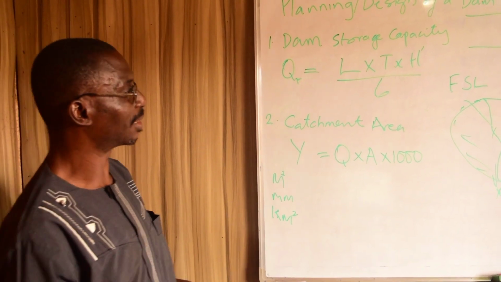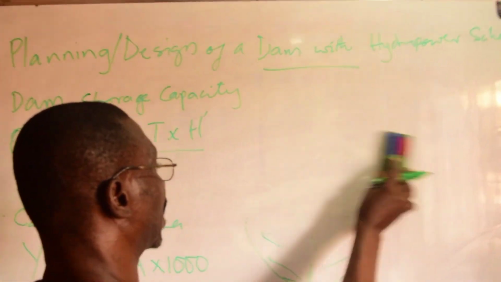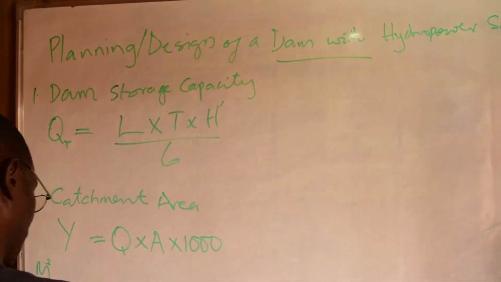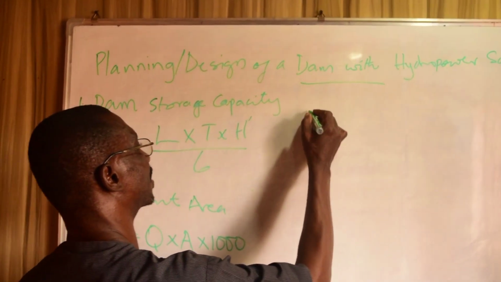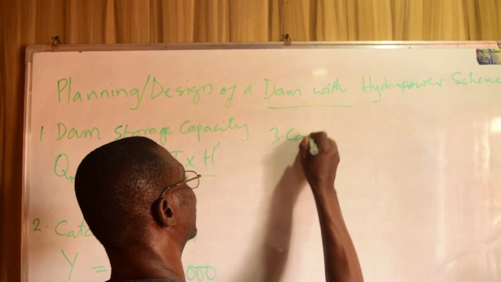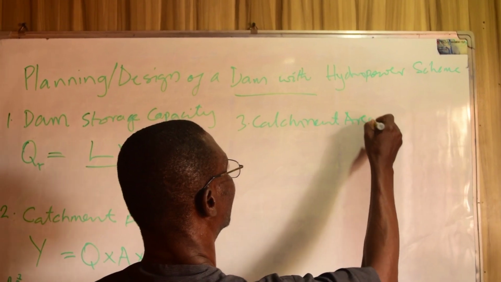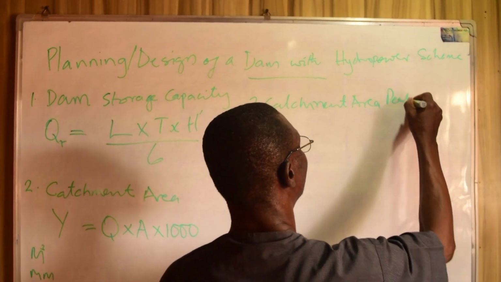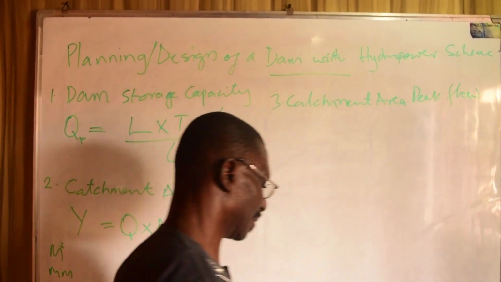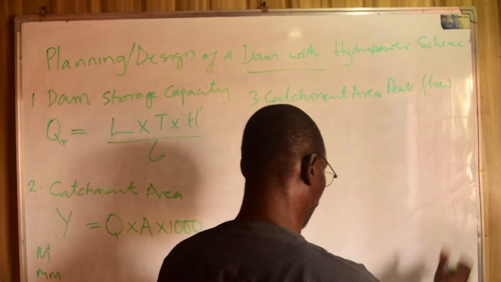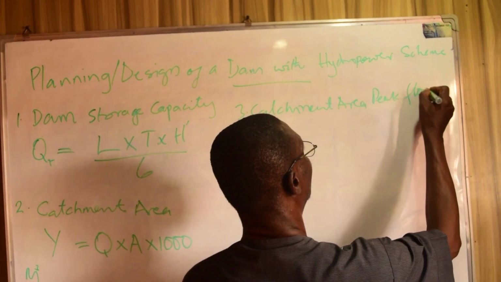Then, there is another thing you will consider. Another important point you will consider is the catchment area peak flow. The catchment area peak flow. Or you can say peak flood. Either the peak flow or the peak flood.